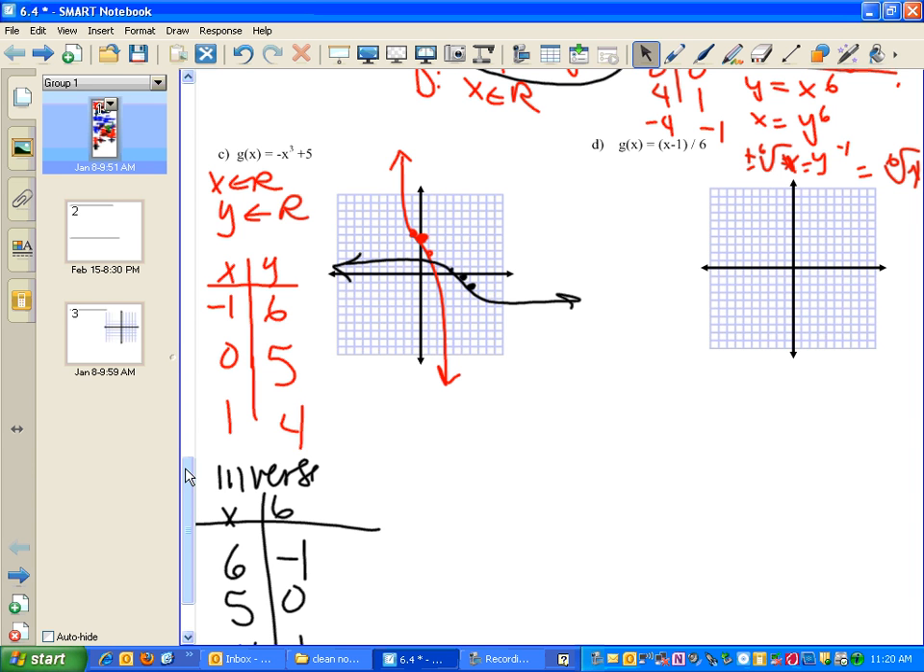And is it symmetric to the line y equals x? It will always be. It will always be symmetric to the line y equals x. Why? Because to come up with the inverse, we switch the x and the y.